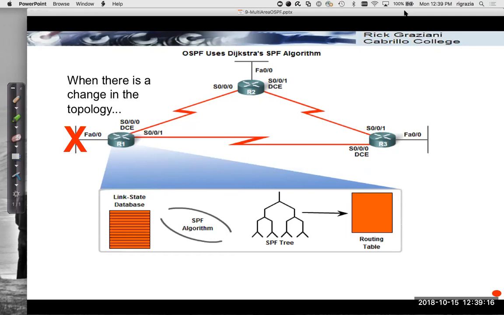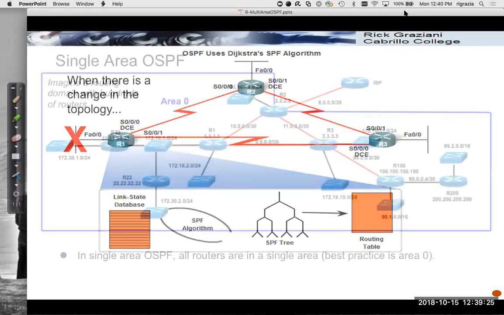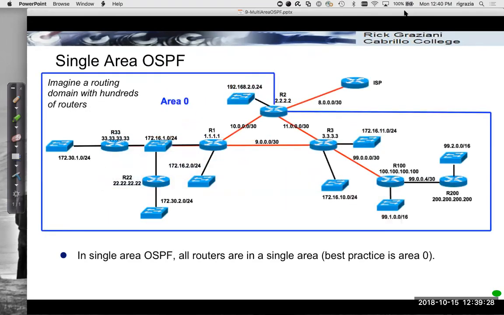And in a single area OSPF, these routers will have to do it for any changes, any new information within the entire OSPF routing domain. So here we have a single area OSPF. In single area OSPF, all the routers are in a single area, of course, known as area 0. It doesn't have to be area 0, but area 0 is the best practice for a single area. Now here we have what, 3, 4, 5, 6, 7 routers in the OSPF routing domain. Not a very large routing domain, and a single area would be fine.